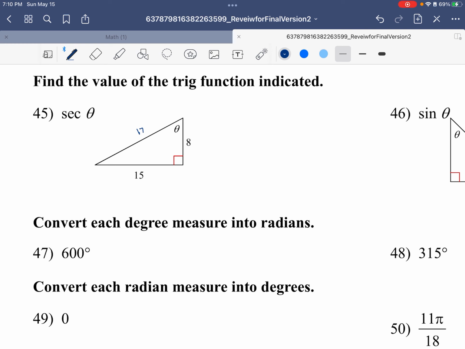But if you didn't know that, you would use the Pythagorean theorem, a squared plus b squared equals c squared, with c squared being the hypotenuse. So it would be 8 squared plus 15 squared equals c squared. That gives you 64 plus 225, which is 289, and the square root of 289 is 17.